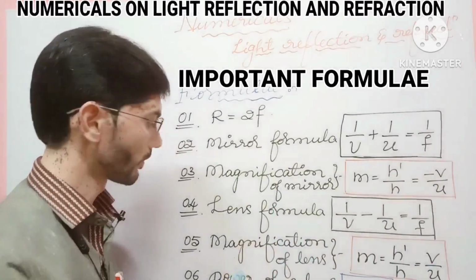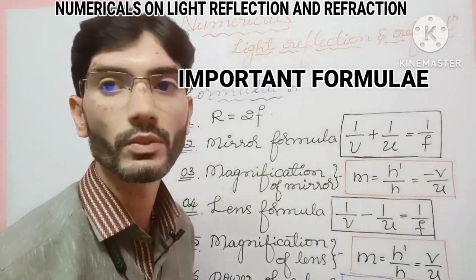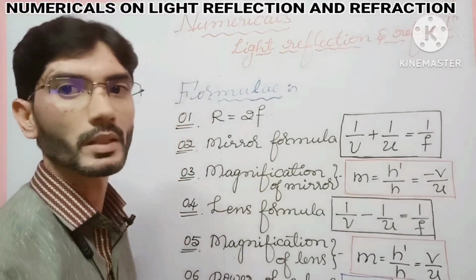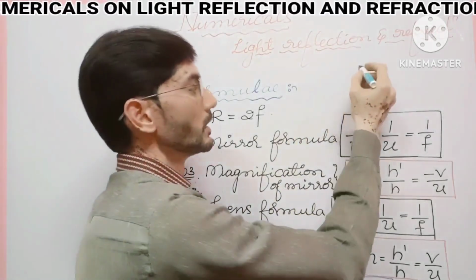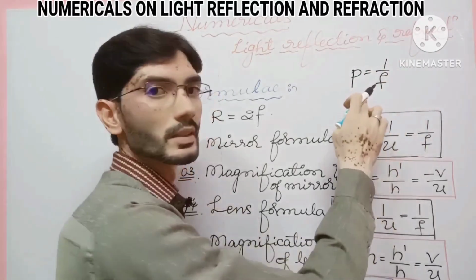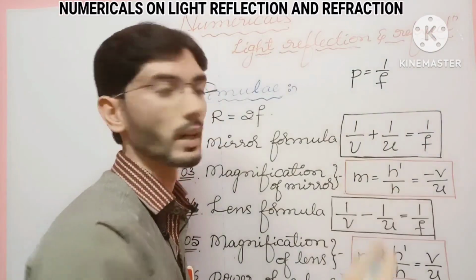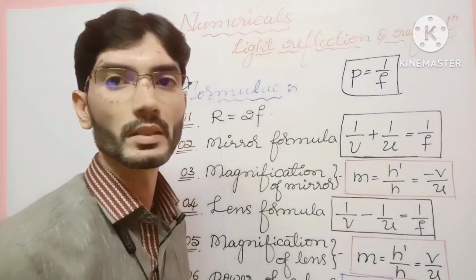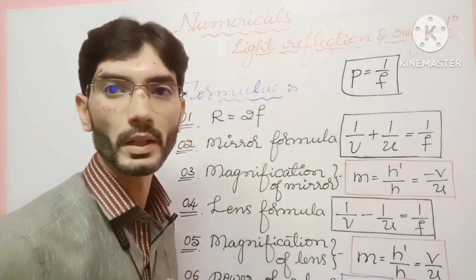Apart from these 5 formulas, there is one more formula, that is power of a lens. The power of a lens formula is P is equal to 1 by f. It means the power of a lens is the reciprocal of the focal length. On the basis of this also, you are going to get 1 mark or 2 marks numericals. These are the formulas which you need to remember in this chapter.